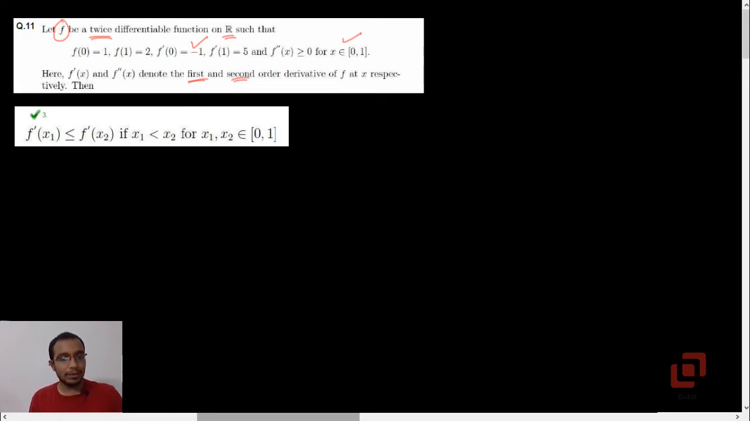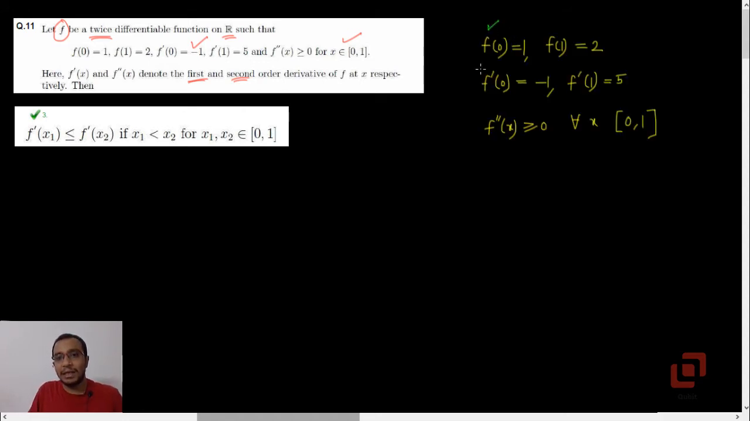Now before we go to the options, let us write down the important data as far as this problem is concerned. We are given the values of the function and its first derivative at 0 and 1 respectively. f of 0 is 1, f of 1 is 2, f dash of 0 is minus 1 and f dash of 1 is 5. And f double dash of x is greater than or equal to 0, or non-negative, for all values of x in the closed interval 0 to 1.